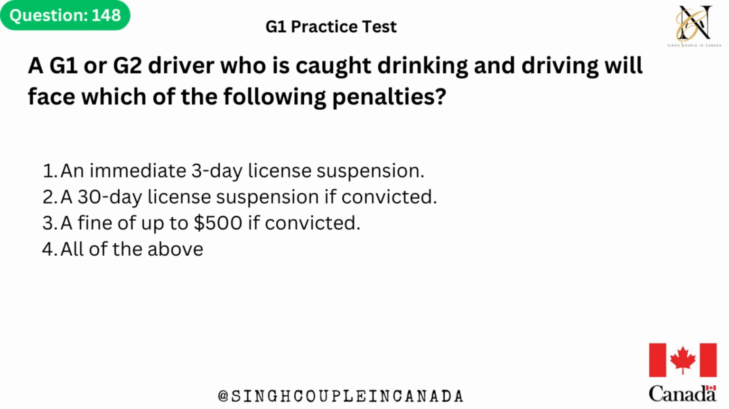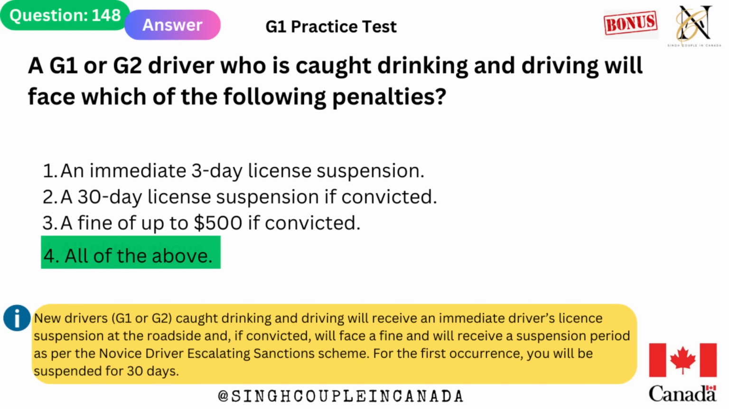A G1 or G2 driver who is caught drinking and driving will face which of the following penalties? 1. An immediate 3-day license suspension. 2. A 30-day license suspension if convicted. 3. A fine of up to $500 if convicted. 4. All of the above. The answer is 4. All of the above.